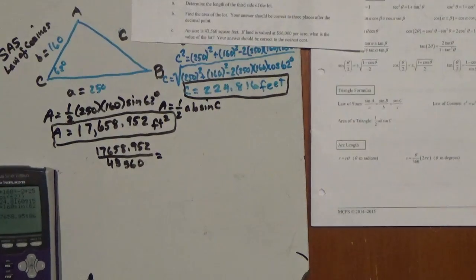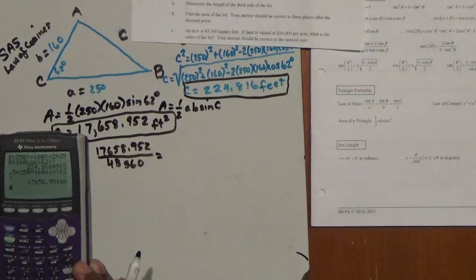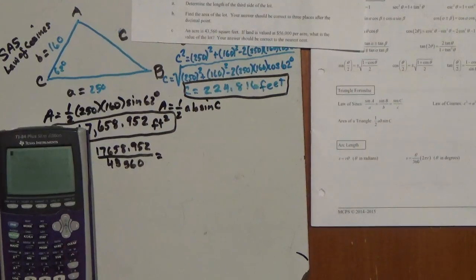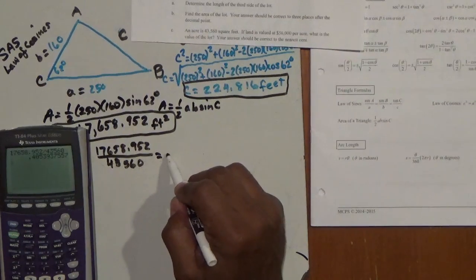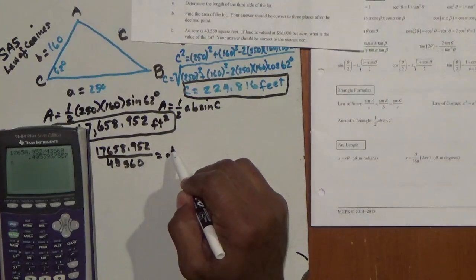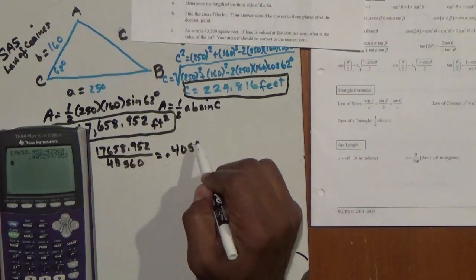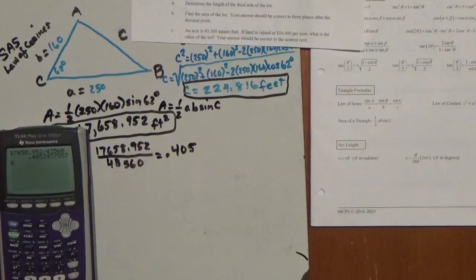We're going to take that value and divide it by an acre. So 17,658.952 divided by 43,560. That's going to give us how much of an acre we have. We have 0.405 of an acre. Some more decimal points there, obviously.